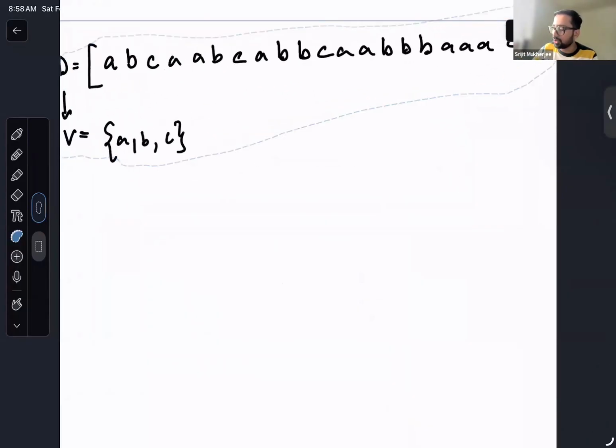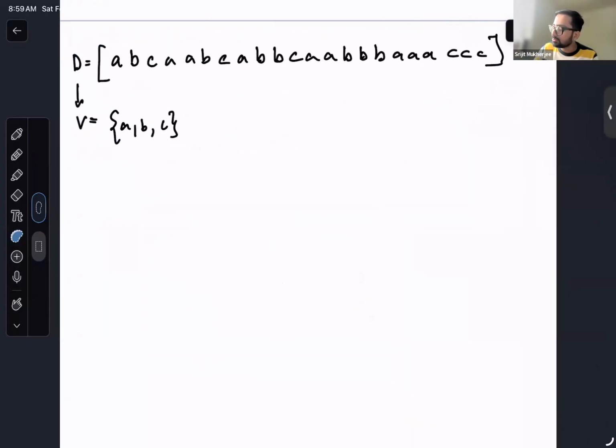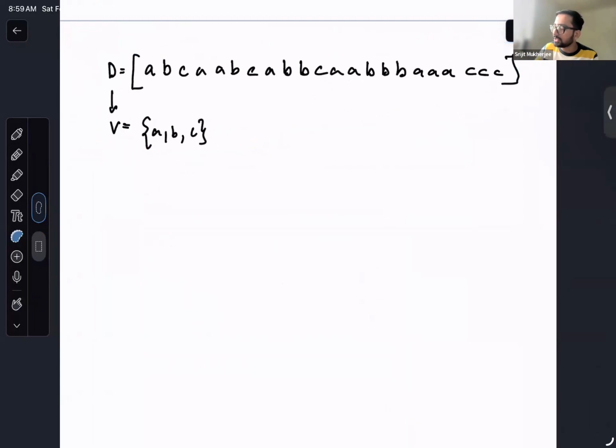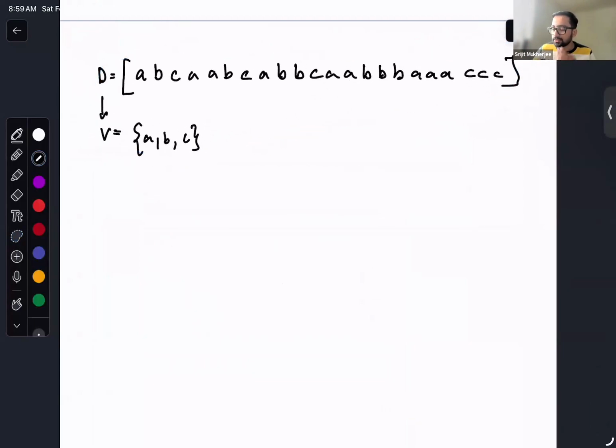So here's a data set, here's the vocabulary. The first step is to count how many A's there are, and the number of elements in the data set. We want to count the simple probability of A. How many A's are there, how many B's, how many C's? Can someone count?